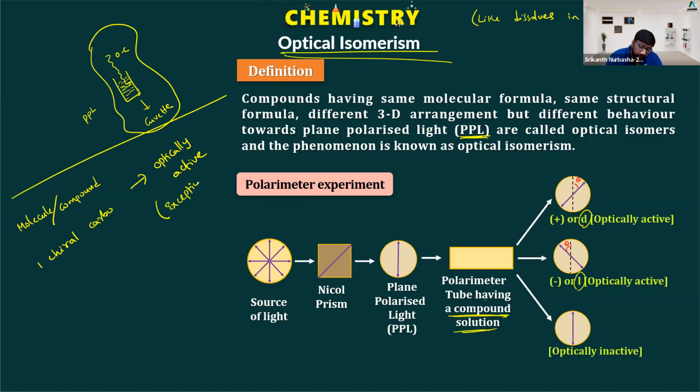Exception of ring flipping. Greater than one chiral center. Greater than one chiral carbon. In that case, whenever we have a single chiral carbon, we can say it is optically active, unless the given compound is a quaternary amine where ring flipping happens. In that case, even though we have one chiral carbon, it is optically inactive.